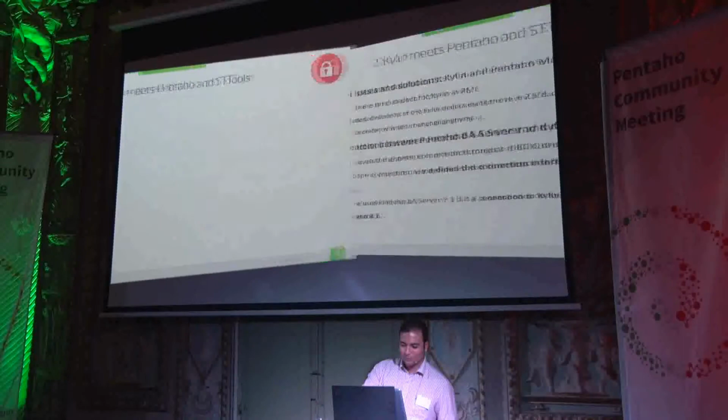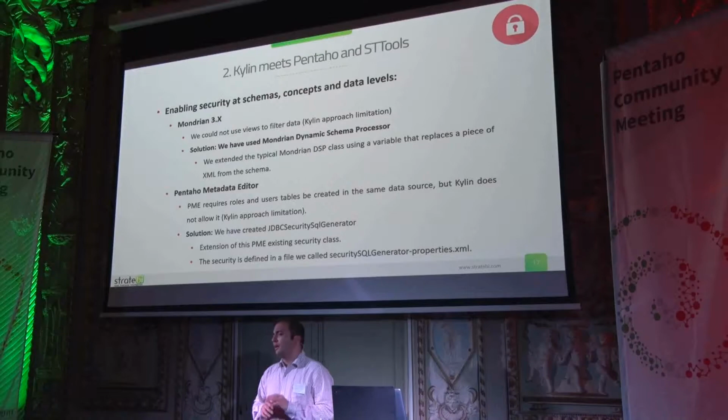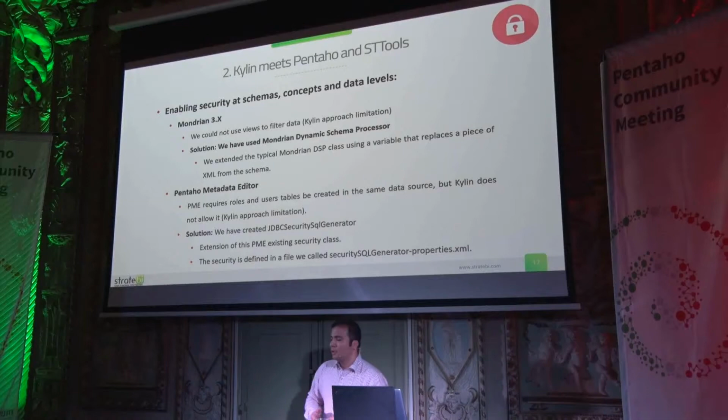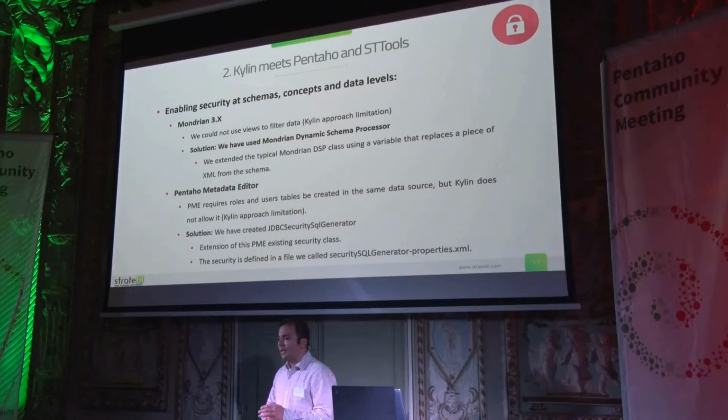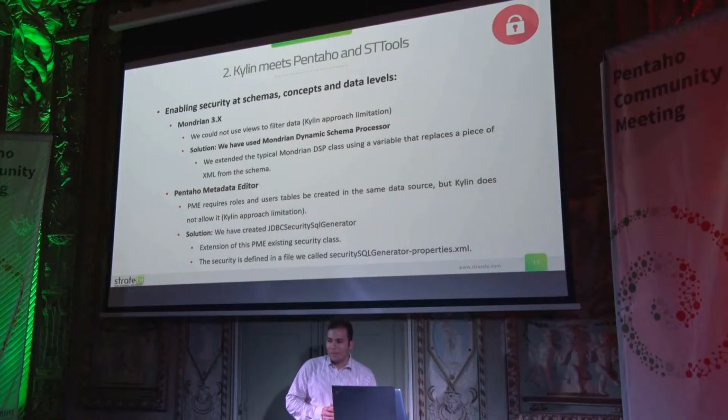Moreover, we have implemented security at schema and data level, but it was really hard because Kylin, as it is an OLAP approach, has limitations regarding roles and user tables, because they cannot be defined in the same OLAP queue, so we have to use another source. So in Mondrian, we have used DSP, the dynamic schema processor, and we have implemented it by overwriting a typical DSP class in order to replace some part of the XML schema.